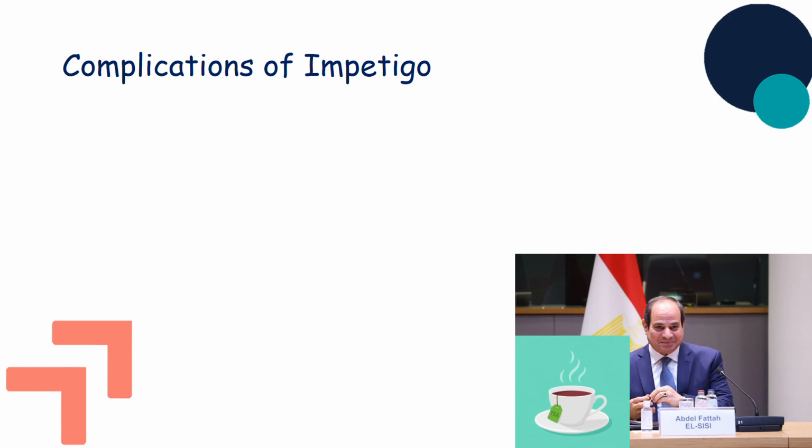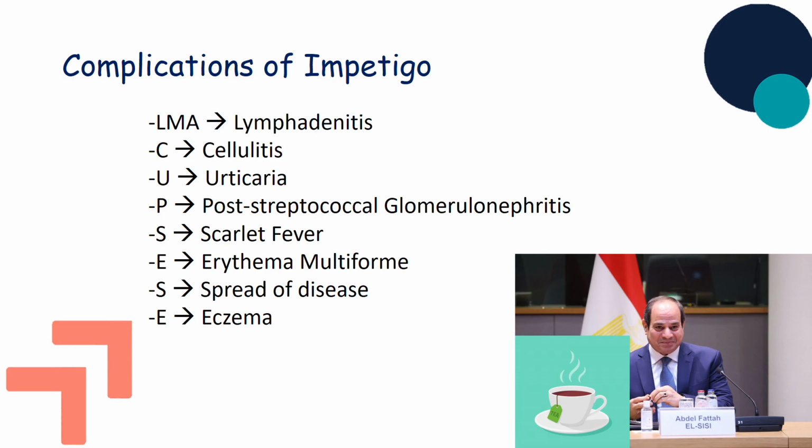The complications of impetigo contagiosa, we will know them when we meet President Sisi and drink a cup of tea with him. This is to remind us that upon meeting, meeting refers to lymphadenitis. Cup of tea: C for cellulitis, U for urticaria, P for post-streptococcal glomerulonephritis, and the two Cs refer to SESE to remind us of scarlet fever, E for erythema multiforme, another S for spread of disease, and E for eczema. So this is just a memory aid to remind us of the complications of impetigo.